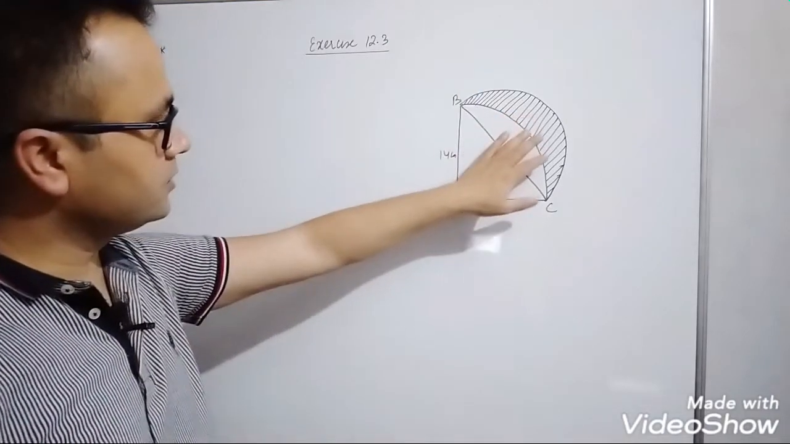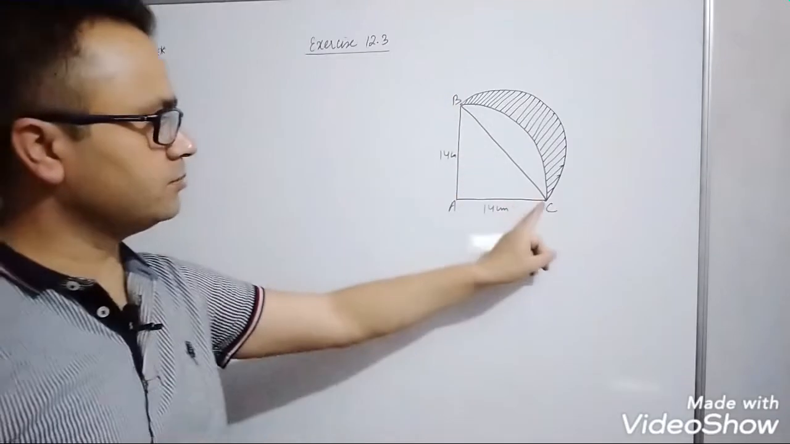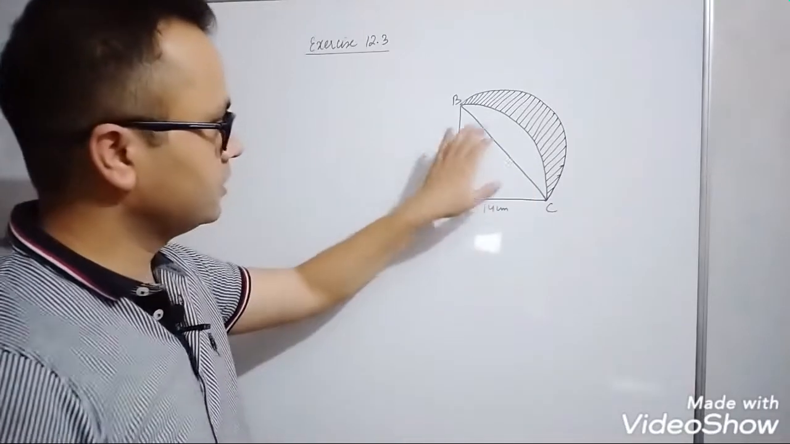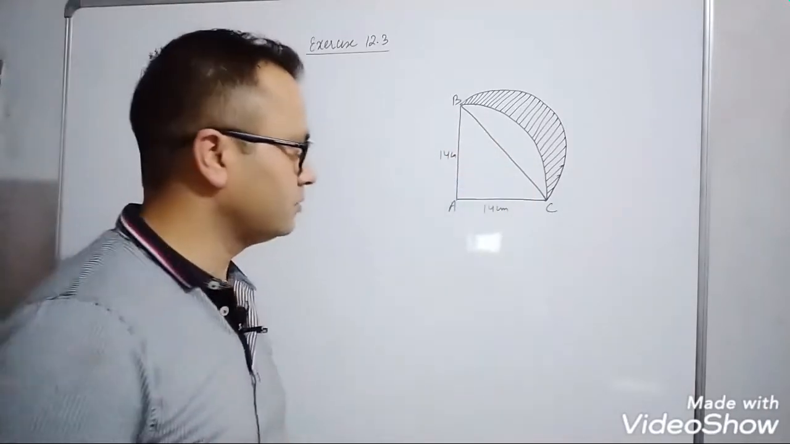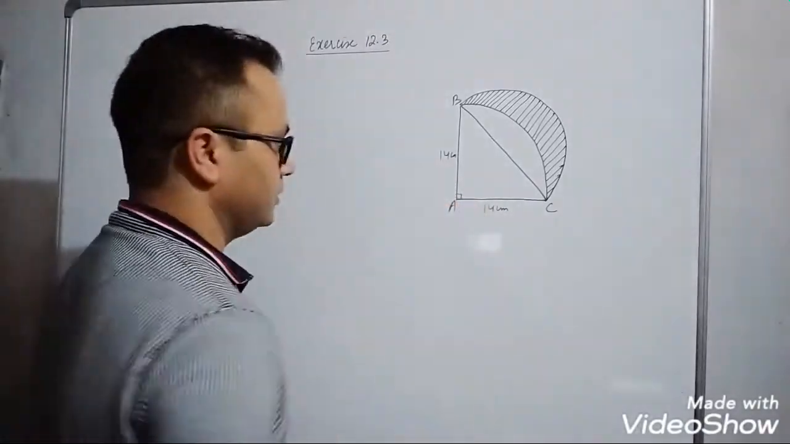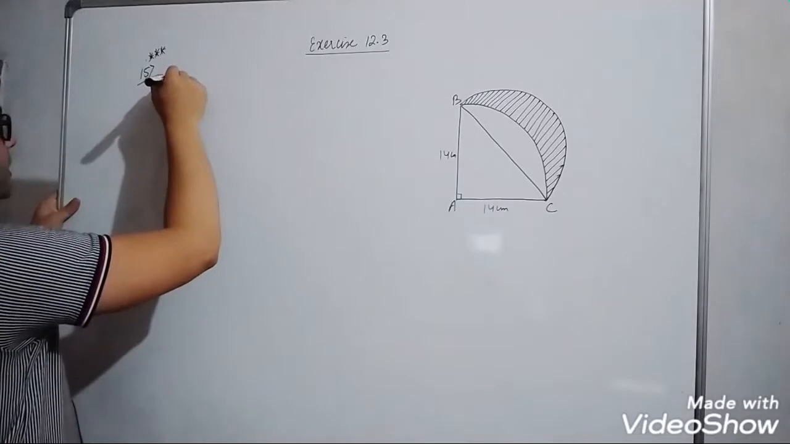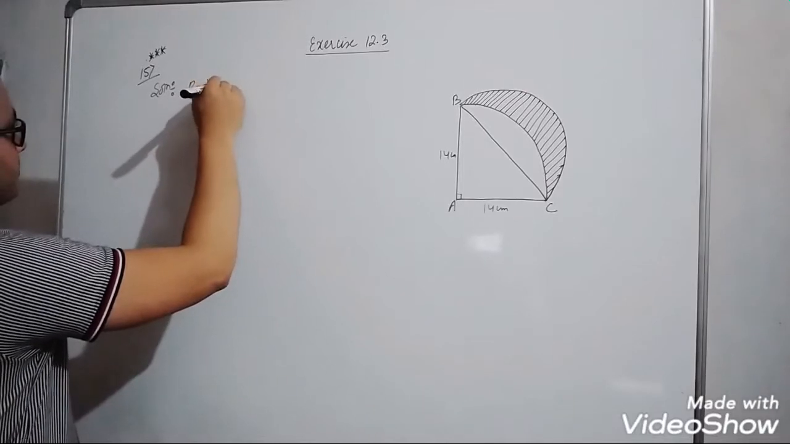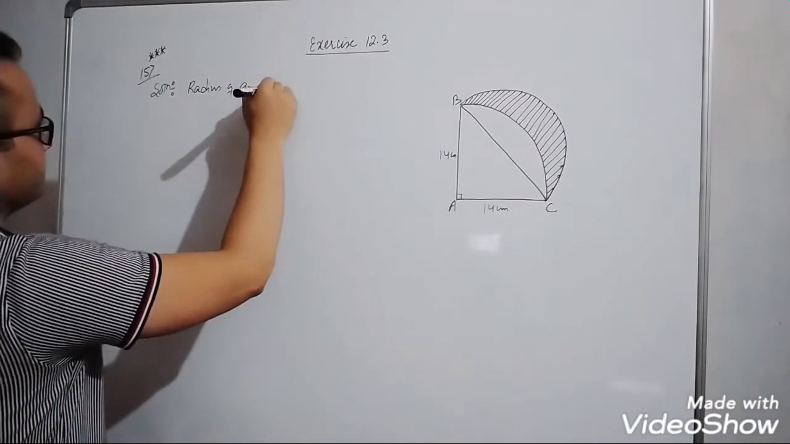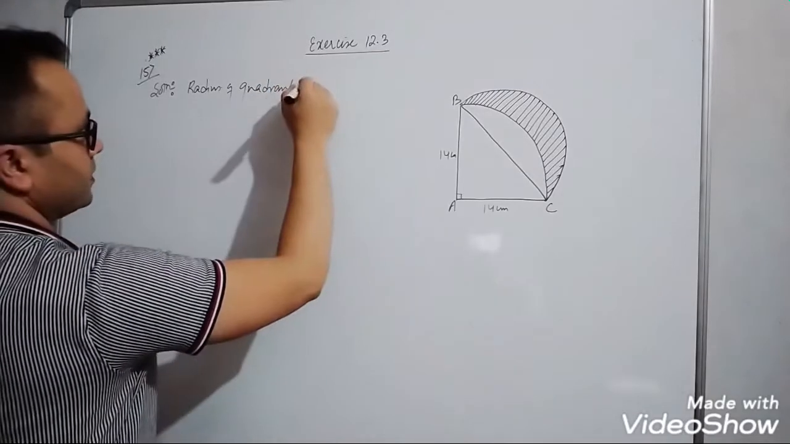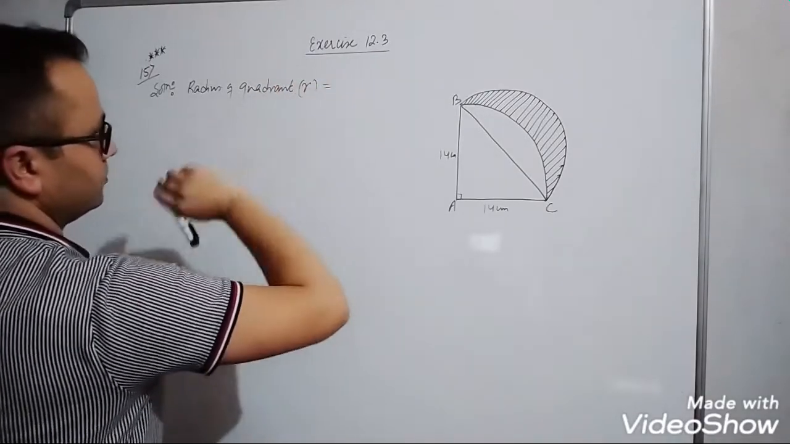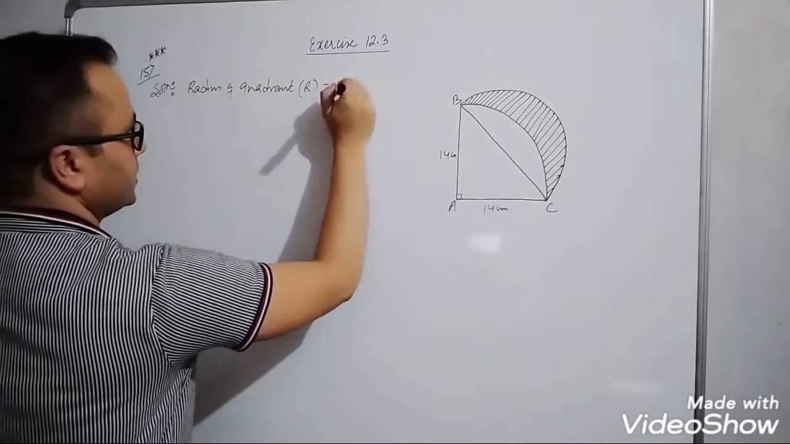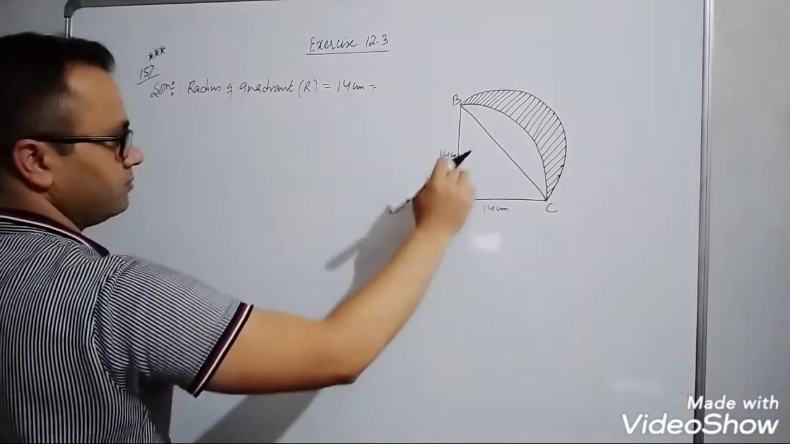For calculating the shaded region, first we need to calculate the diameter of semicircle. We don't know the diameter or radius of semicircle. First we will calculate the diameter of semicircle by using Pythagoras theorem. So this angle is 90 degree. So here radius of quadrant, it is capital R, equals to 14 centimeter. So AB equals AC.